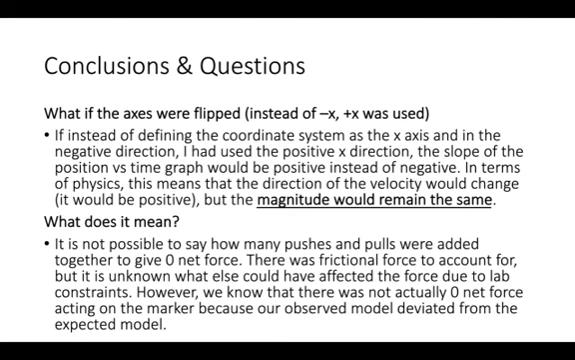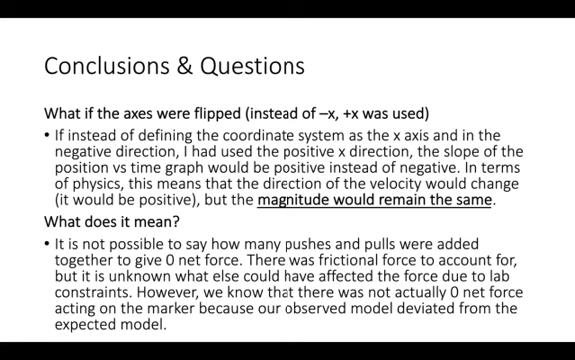What if the axes were flipped? If instead of defining the coordinate system as the x-axis and in the negative direction, I'd use the positive x direction, the slope of the position versus time graph would be positive instead of negative. In terms of physics, this means that the direction of the velocity would change. It would be positive, but the magnitude would remain the same.